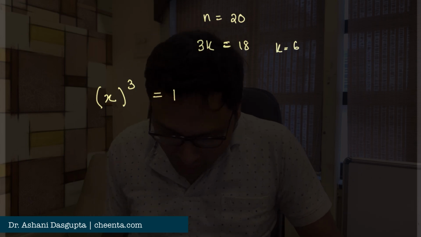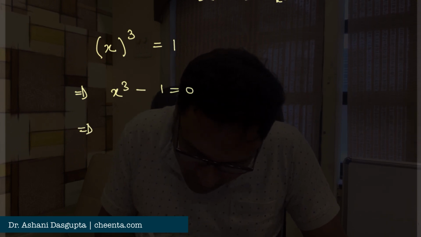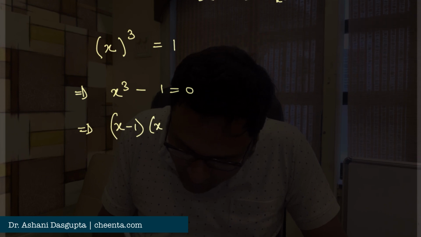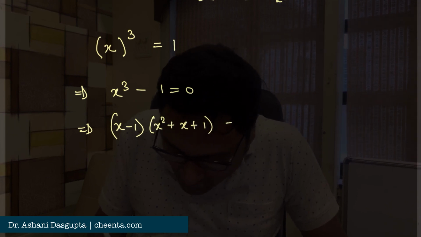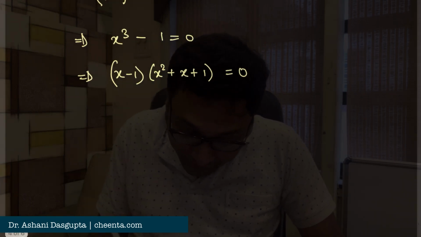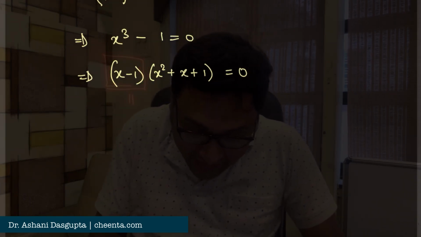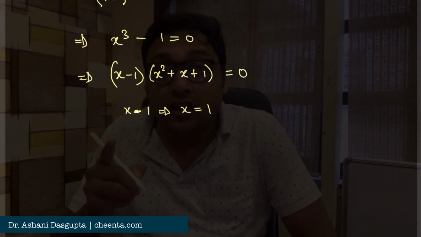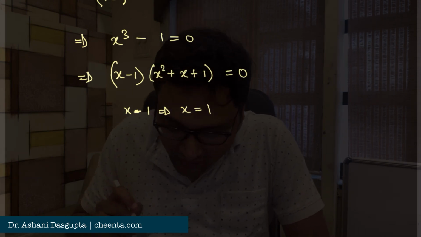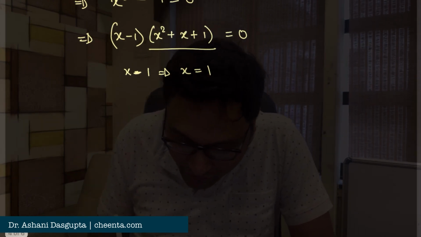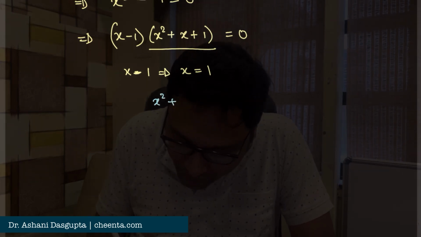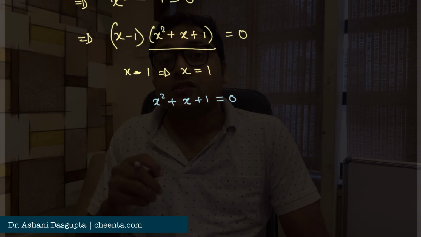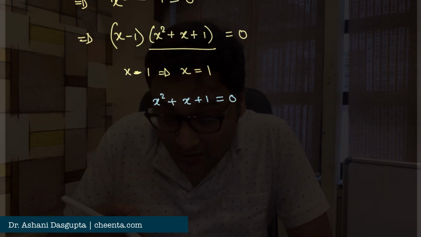So let's figure that out. x cubed equals 1 implies x cubed minus 1 equals 0, or x minus 1 times x squared plus x plus 1 equals 0. So this part tells you that x minus 1 is 0, which means x is 1. So that is one of the solutions. The other solution is you have to solve this quadratic, x squared plus x plus 1 equals 0. So I will use the quadratic formula. What is that?